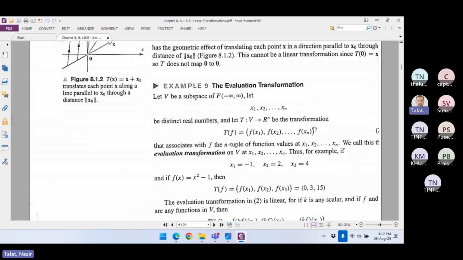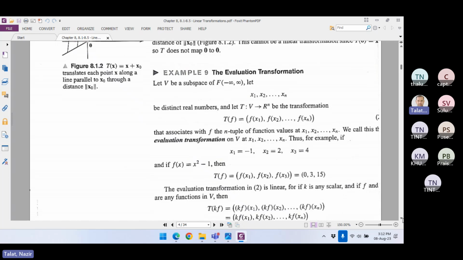Now here there is another example, an evaluation transformation. If we take T of f, where f is from the collection of all real-valued functions, and we define Tf as (f(x1), f(x2), up to f(xn)), then T is a transformation from V to Rn, where V is a subset of all real-valued functions. Then we can get its distinct values through this evaluation transformation, and it also fulfills the condition of a linear transformation.